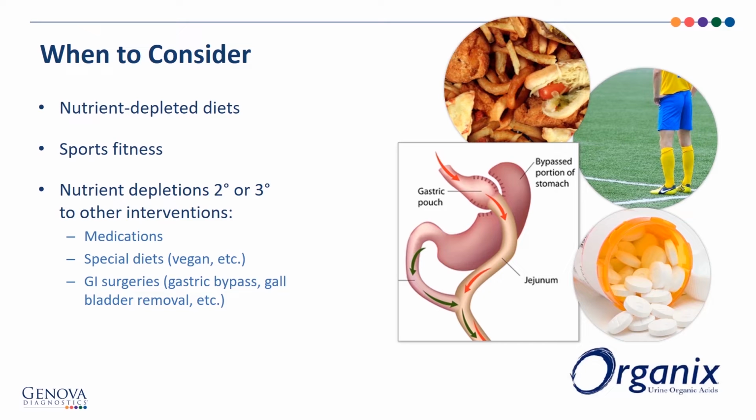Nutrient deficient diets might include things like vegan or raw or gluten-free diets, and I often see elevations in methylmalonate in vegan patients who haven't been careful to include vitamin B12 rich foods. It's common to see nutrient depletion in patients who are taking medications as well, things like metformin, which might lead to deficiencies in B12. That's just one of the many examples.